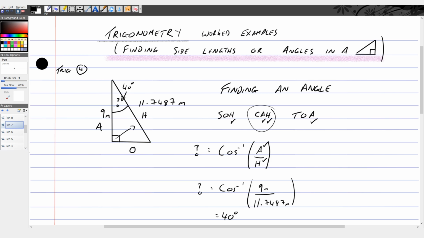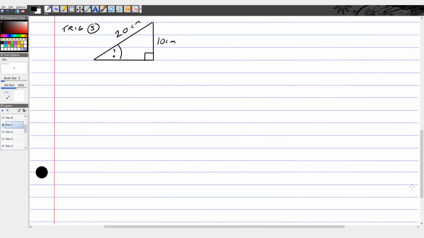And that's that. Now we've got another example, call it trig 5. Got a right angle triangle. We know the hypotenuse and we know the opposite side, because 10 is opposite the angle and 20, the hypotenuse, is facing the right angle. So we know that's the hypotenuse. So as ever, we're going to find the missing angle, but we're going to identify which trig function it is.